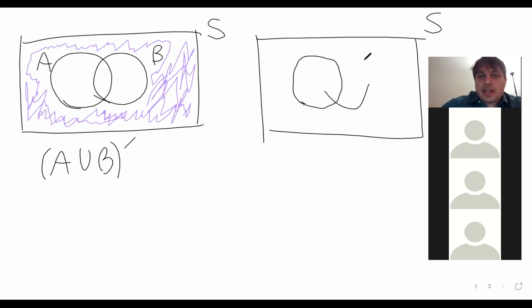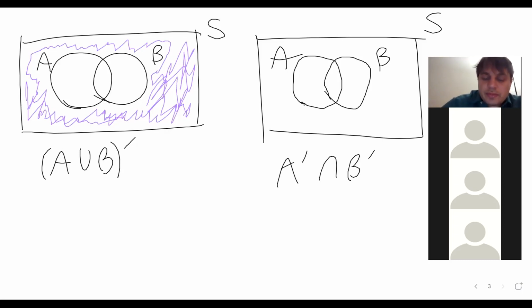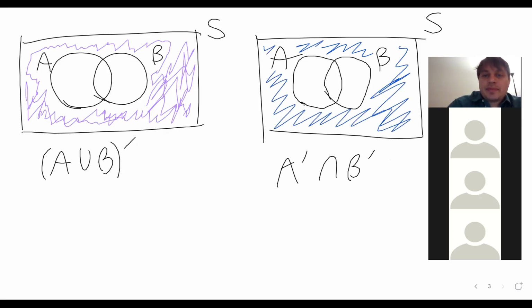So now let's look at another Venn diagram. Let's look at A prime intersection B prime. A prime means everything not in circle A, and B prime means everything not in circle B. So A prime intersection B prime would mean everything not in A and not in B. Everything that's not in A and not in B is the same region, right? So they both represent the same regions, and so they're equal.